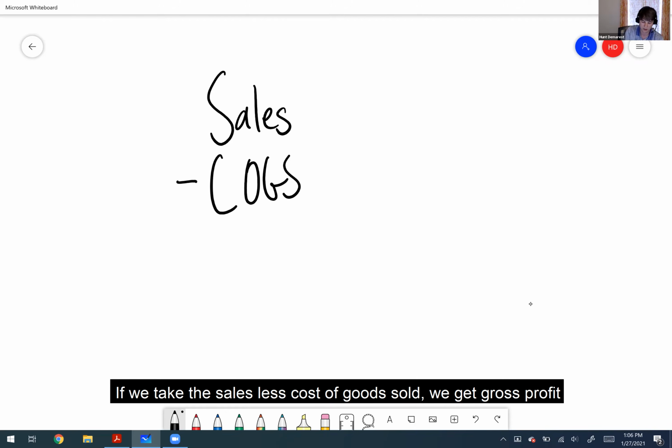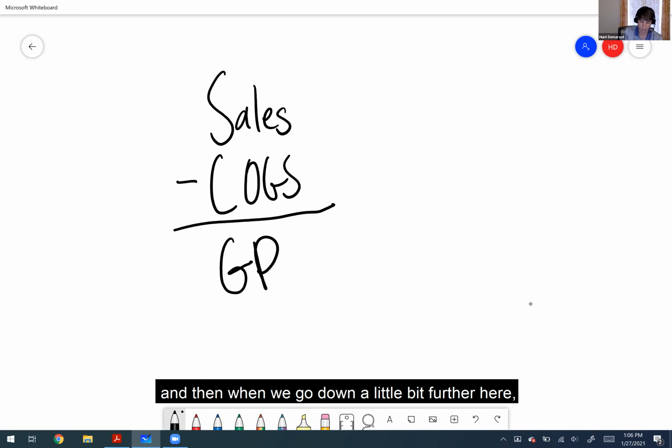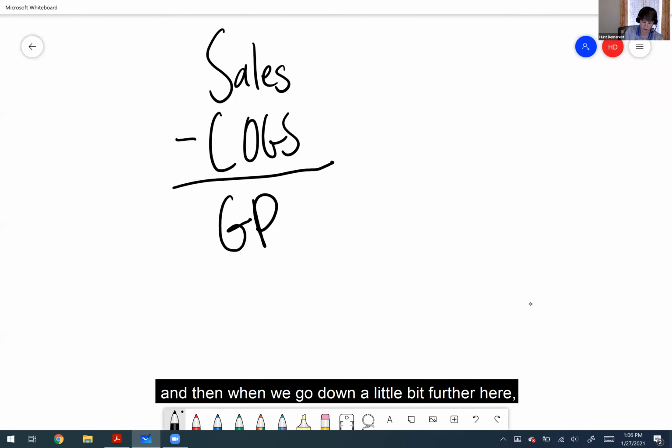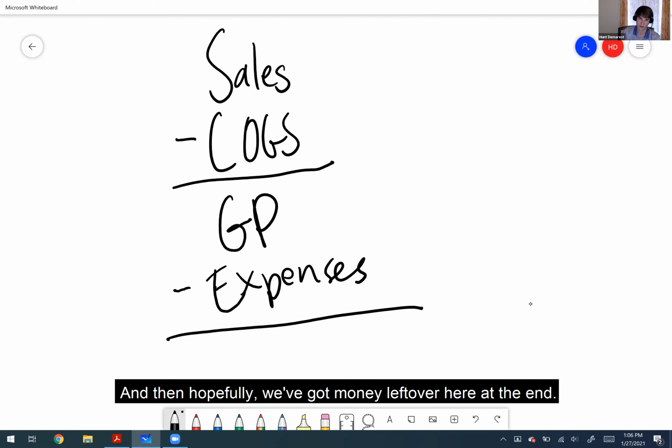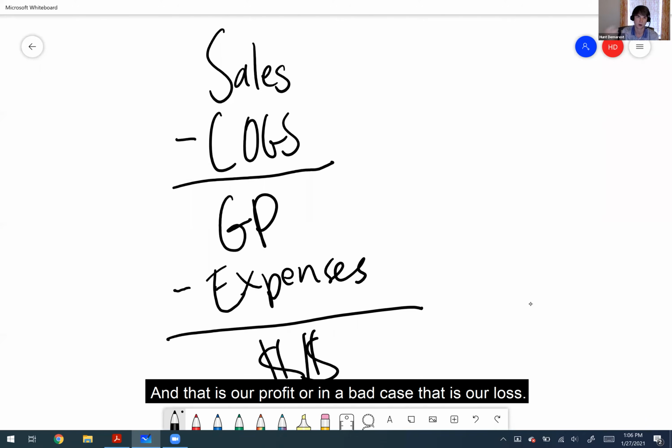If we take the sales less cost of goods sold, we get gross profit. Then when we go down a little bit further, we use those gross profit dollars to pay for our expenses. And then hopefully we got money left over at the end. That is our profit, or in a bad case, that is our loss.